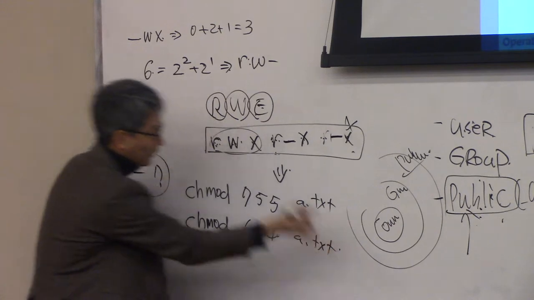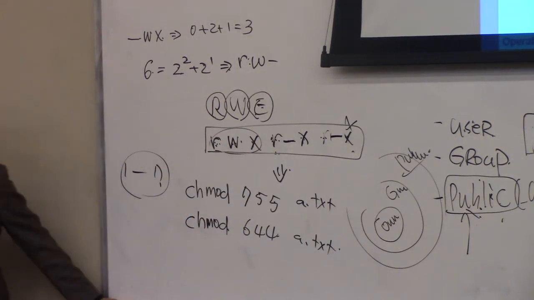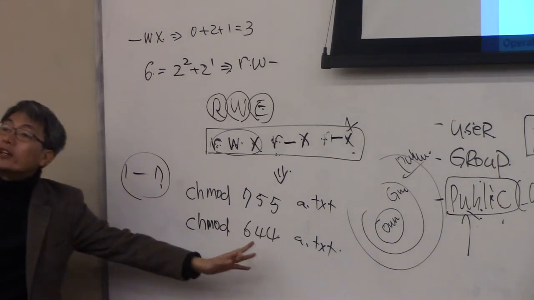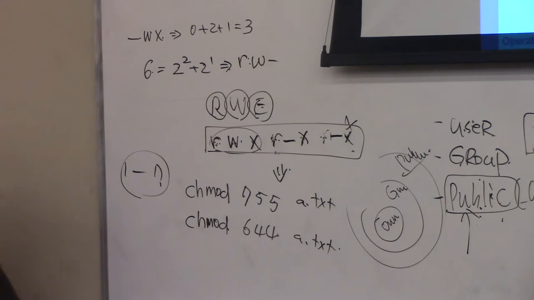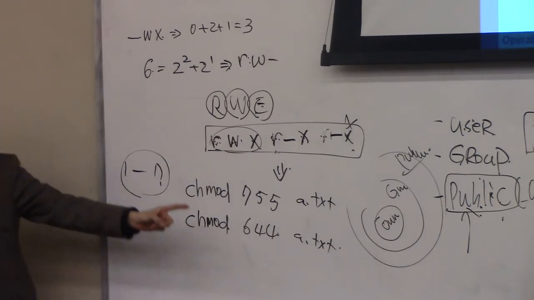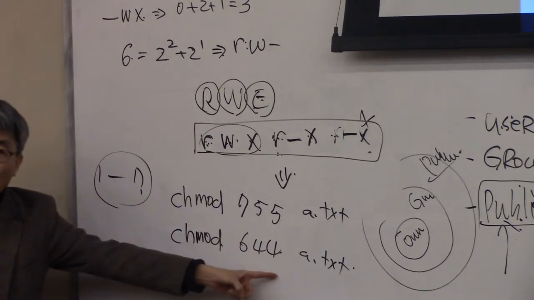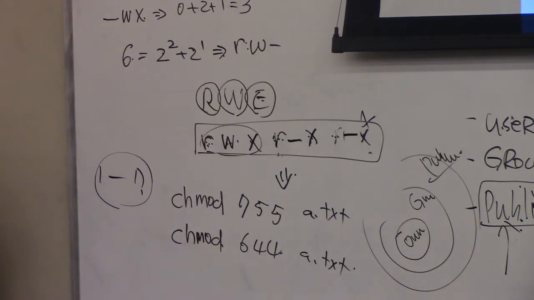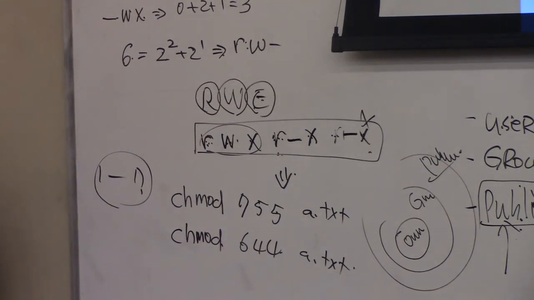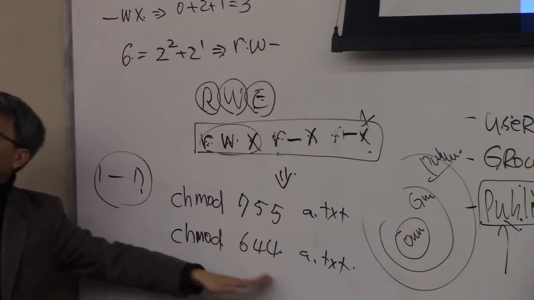What does that mean? 744: read and write for yourself, read for the group, and read for others. So 4 means only read. If you want to set up a read-only file for group and for public, 4-4. And for the owner, even if I don't want to execute this file, then 644.